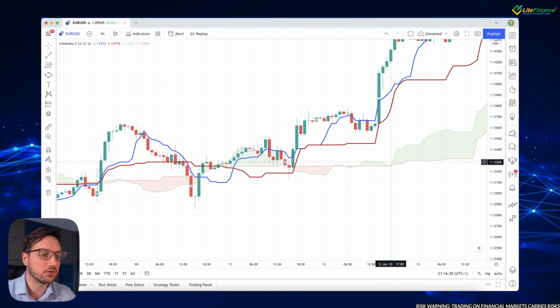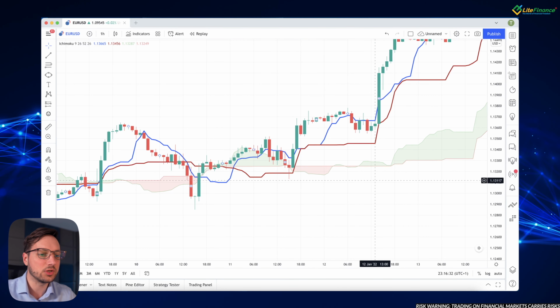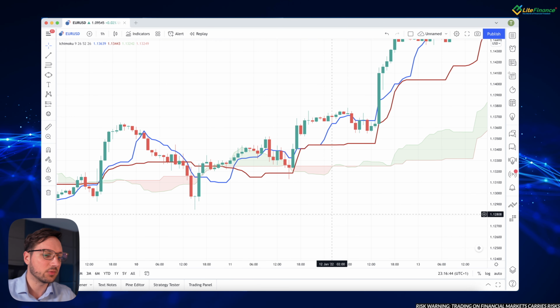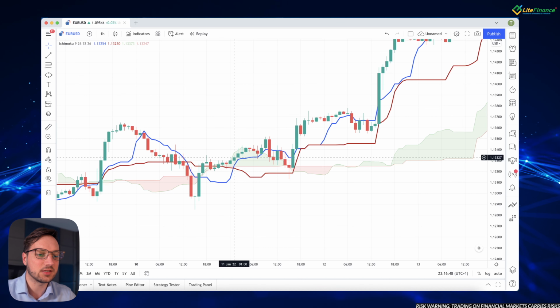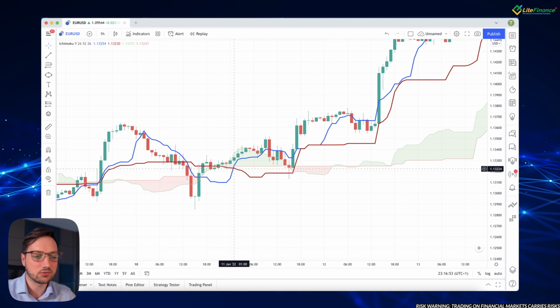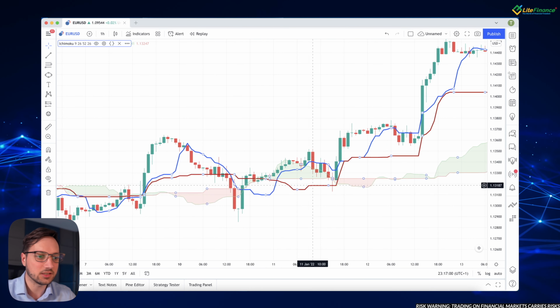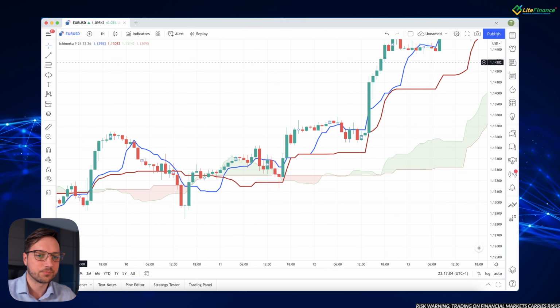We are not looking at the Kumo Cloud colors. It doesn't matter if it is red or green. We are checking only the price position, whether it is above or below. We are not trading when the signal is generated while the price is inside the Kumo Cloud, like we have over here. When the price is inside the Kumo Cloud, and we have the signal either to the upside or to the downside, we don't take it. So we have the moment over here.